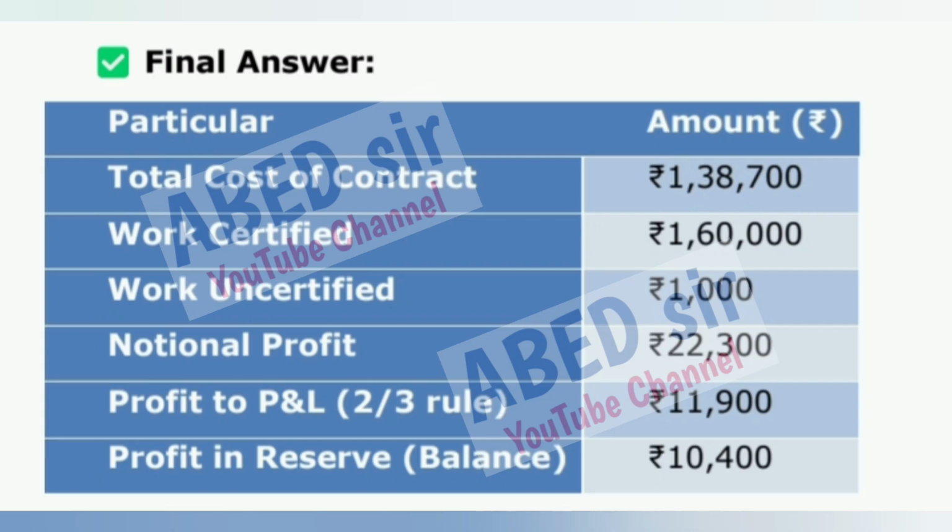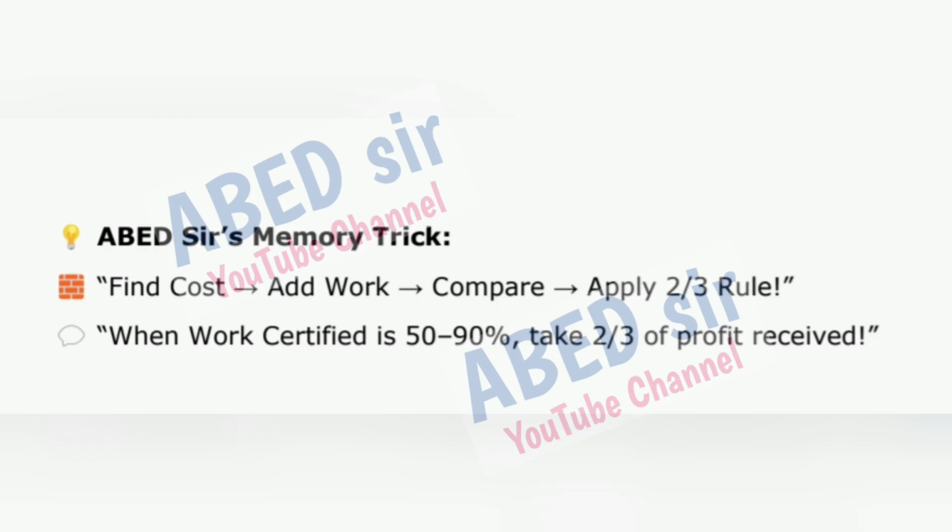Final answer. Particulars, amount. Total cost of contract 1,38,700 rupees. Work certified 1,60,000 rupees. Work uncertified 1,000 rupees. Notional profit 22,300 rupees. Profit to P&L, 2/3 rule, 11,900 rupees. Profit in reserve, balance, 10,400 rupees. Abed Sir's memory trick: find cost, add work, compare, apply 2/3 rule. When work certified is 50-90%, take 2/3 of profit received.